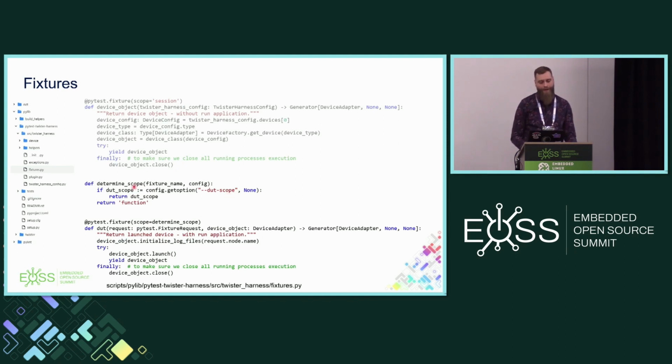And this will be figured out based on this mechanism. And again, it will first pull off this device object. The difference is that this fixture DUT will launch the object for you and return the object which is supposed to be already prepared for the test. And at the end, it will initialize the close procedure.